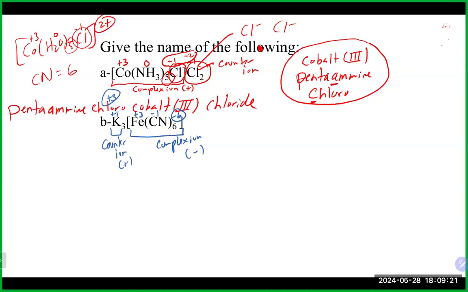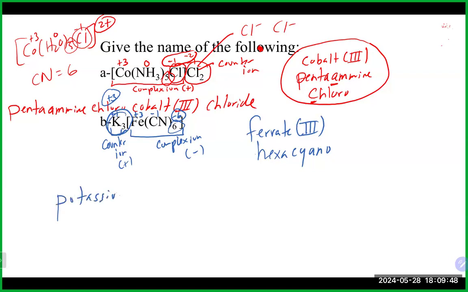Because our complex ion part in this guy is negative, that means we got to roll with ferrate instead of iron. And we still need the Roman numeral of 3. We do have 6, which is hexa, and cyano there for our cyanide. And that's really our complex ion part. For our counter ion, we just name it, so that's going to be potassium. Again, we're going to go ligand first: hexacyanoferrate, Roman numeral 3 here.